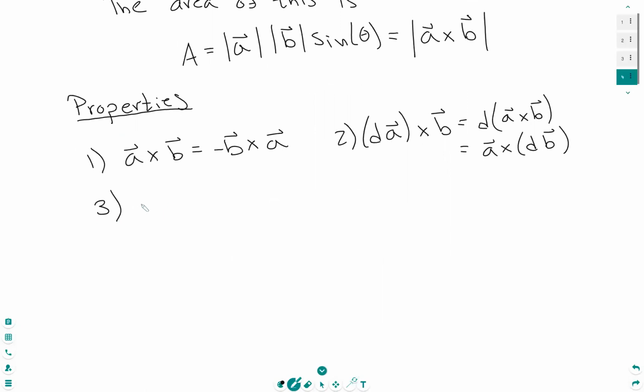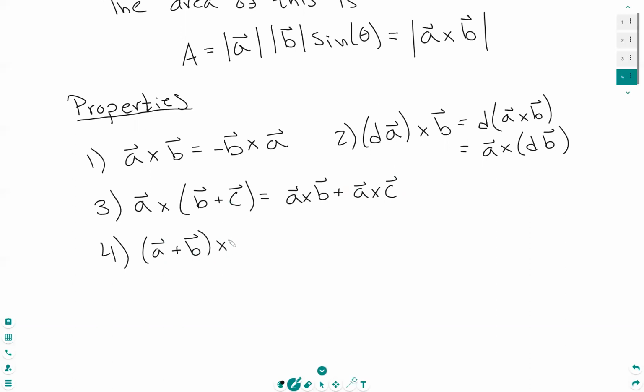Okay, property 3. If I have A and I cross it with the sum of B and C, I can write this as A crossed with B plus A crossed with C. So it does distribute. Property 4 is if I have the opposite, so I have the sum crossed with C, I get A crossed with C plus B crossed with C. So it distributes not only from the front, but it also distributes when it's the second term as well.